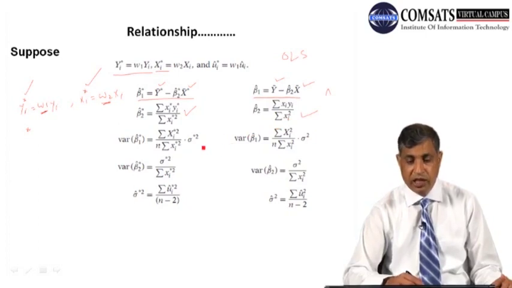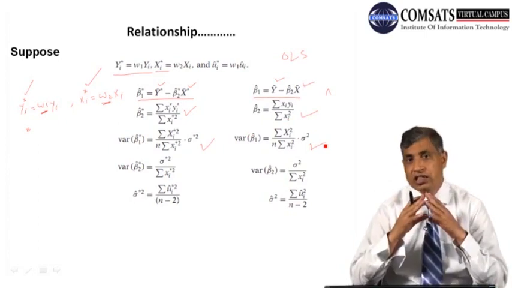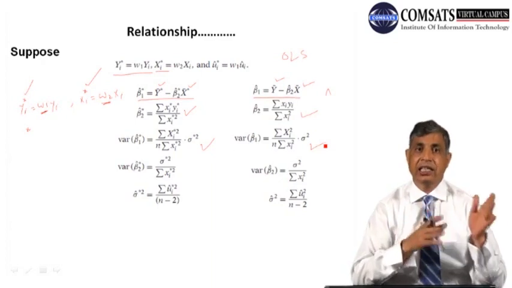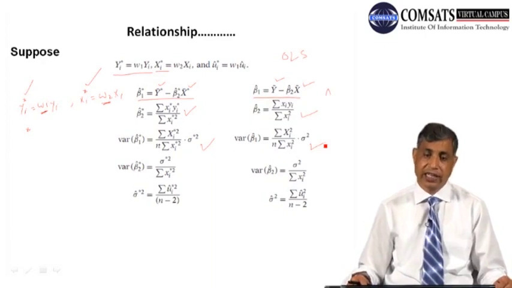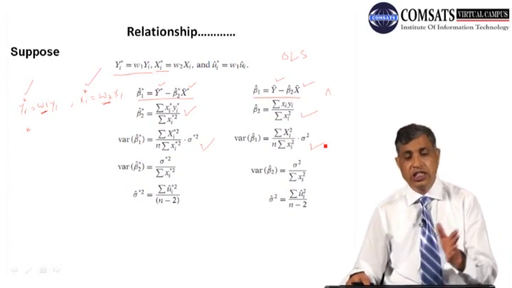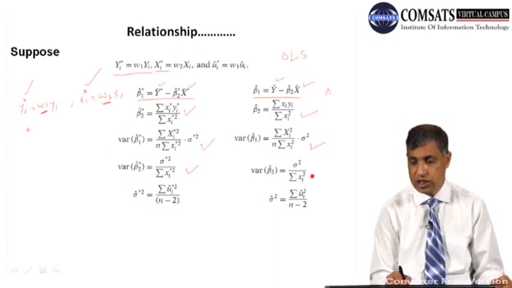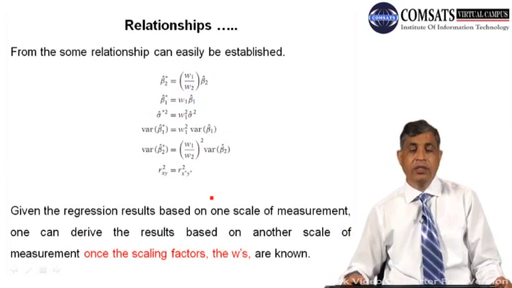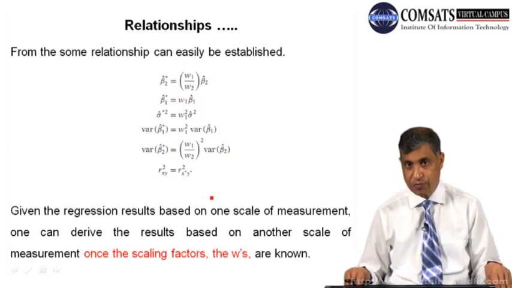So similarly for beta 1 hat, the formula is almost identical. The only difference is that when you have a scaled variable, you have generated a variable and denoted it by yi star, so now you are using all the variables with the star. This is the same situation, again and again. From this, there is a very interesting relationship.